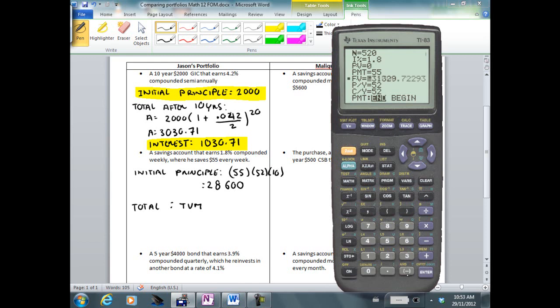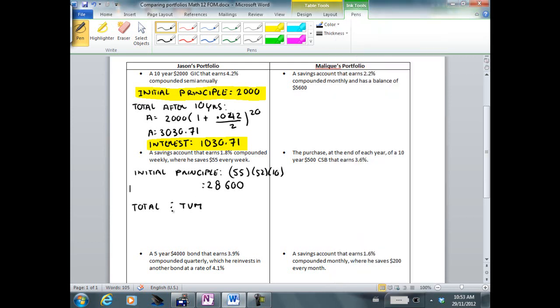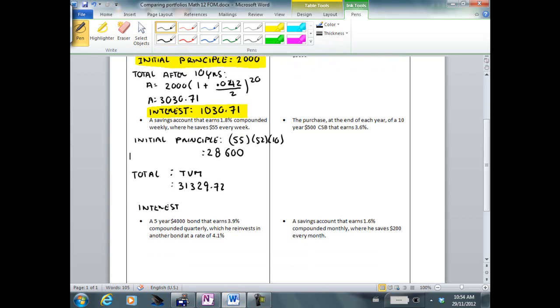Hit alpha, solve. Write down 31,329.72. So you have $31,329.72. But I'm not looking for that yet. I'm looking for the interest total. So what I'm looking for is something called your interest. But you always go with the initial principal when you have one. When you want to do the rate, your rate of return is your interest over your principal.